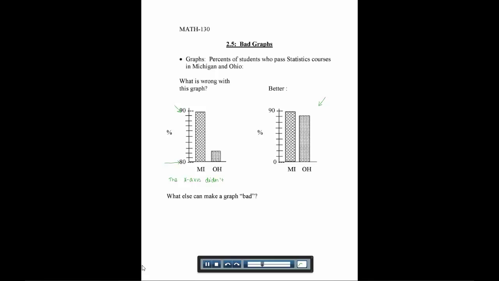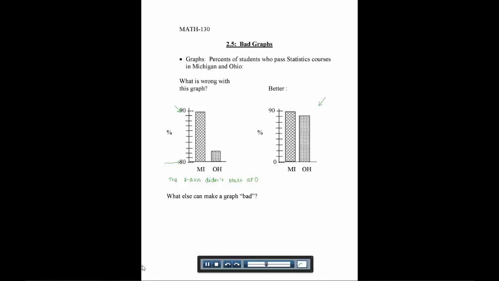So that's one thing we want to be careful about. We want our axes to start at 0. If your axes don't start at 0, then things can look really skewed. So that's one thing you always want to check.